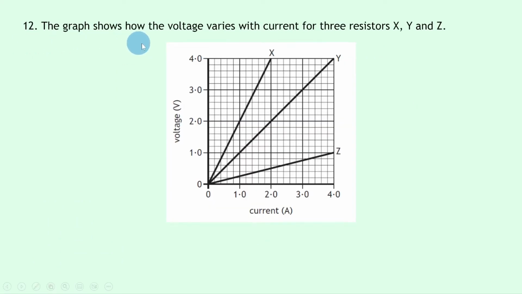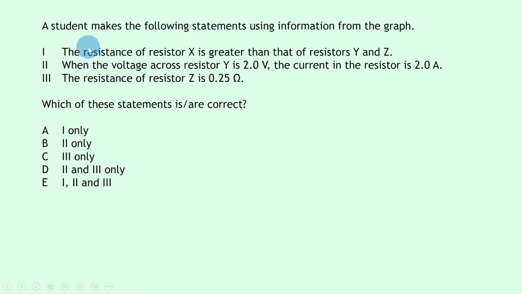Question 12 says the graph shows how the voltage varies with current for 3 resistors X, Y and Z. So on the y-axis we have voltage in volts, on the x-axis we have current in amps. And you can see here that X is steeper than Y, which is steeper than Z. It then says a student makes the following statements using information from the graph. The resistance of resistor X is greater than that of resistors Y and Z.